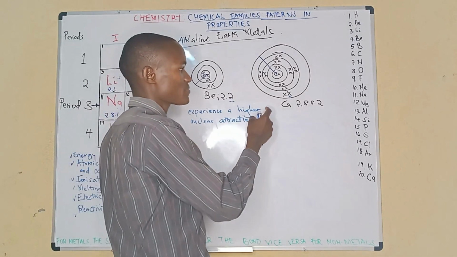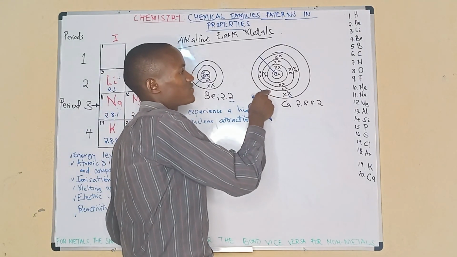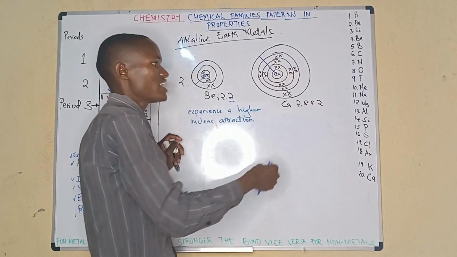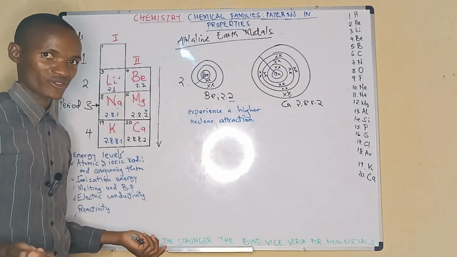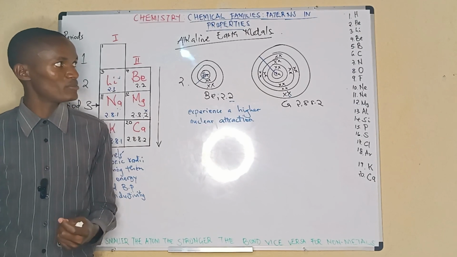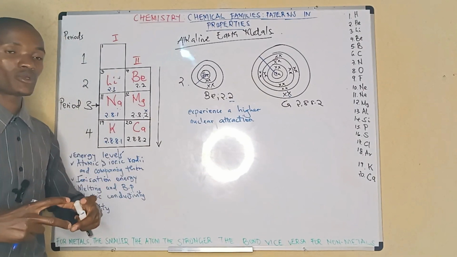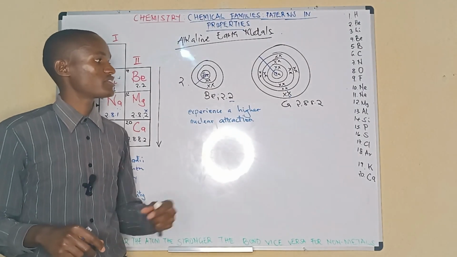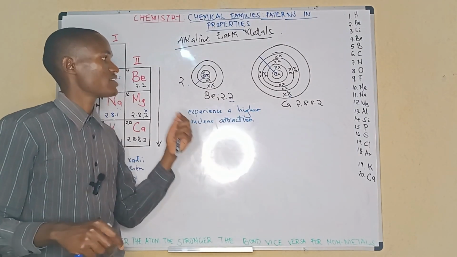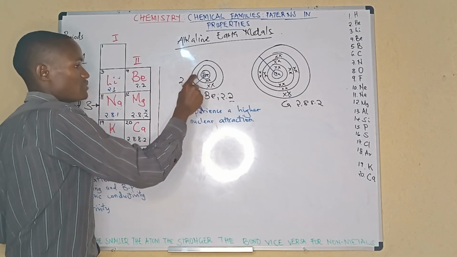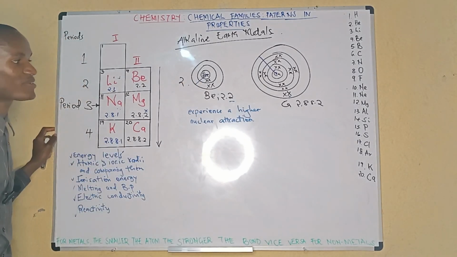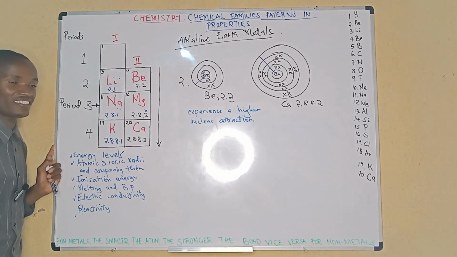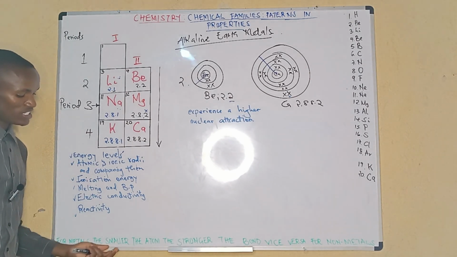But for these ones, which are very far from the nucleus, there will be lower nuclear attraction. Of course, there will be attraction still, because it is what holds the atom together. There will be attraction, but it will not be strong. So these ones experience a higher one. We are talking of the ionization energy.